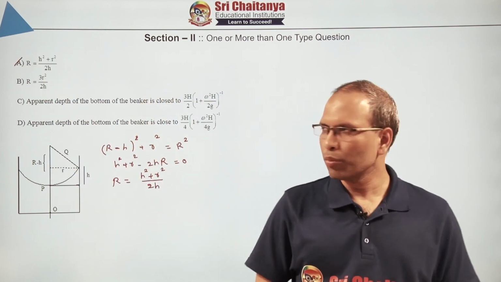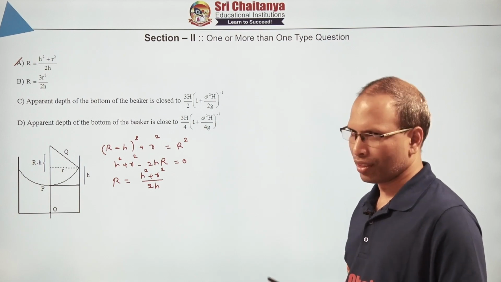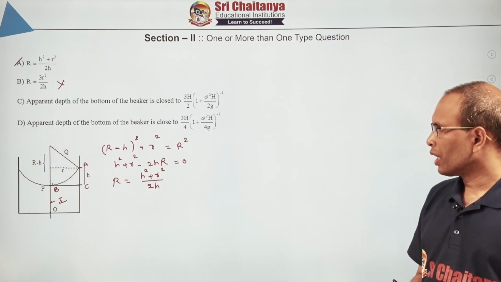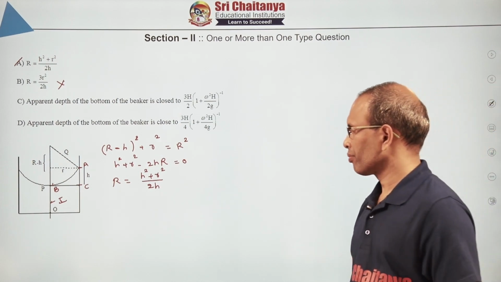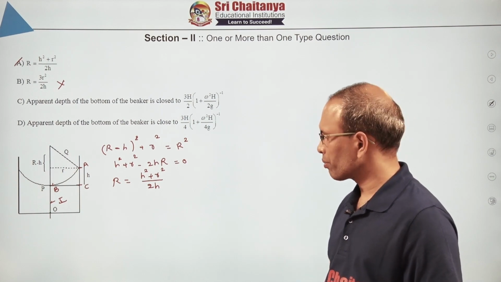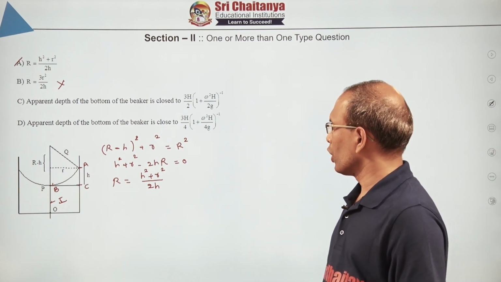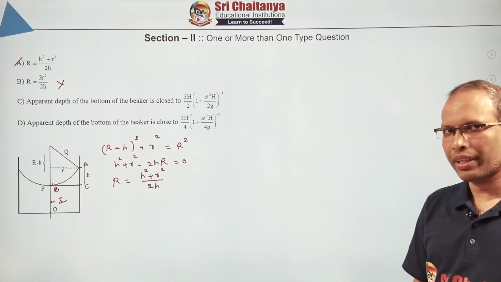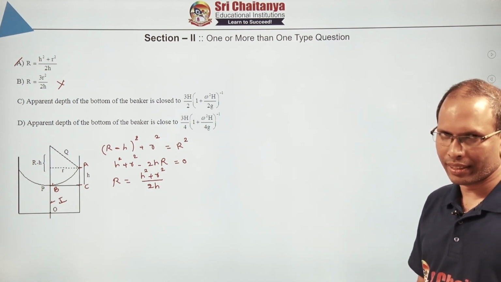Now because it is one or more than one options, we have to just check. Now the first one is done, so the second one need not be worried about. So now let us see the other options. First we have already got the first option as correct. So the second option is ruled out. Now we want to see the other two options, C and D. In that he is asking us to calculate apparent depth. So only one of them will be correct clearly.